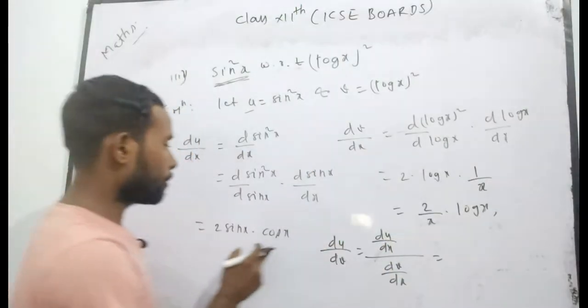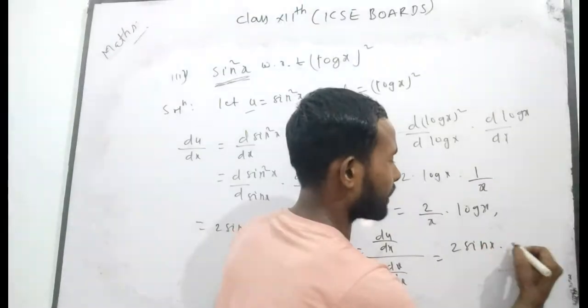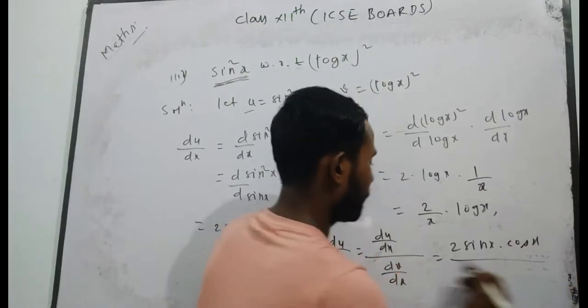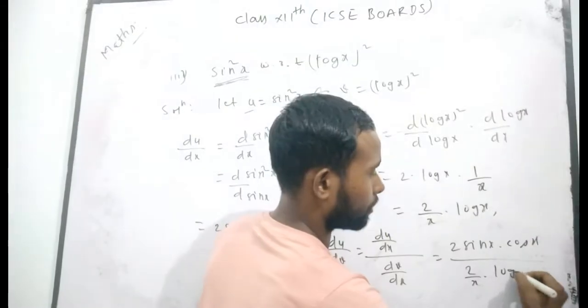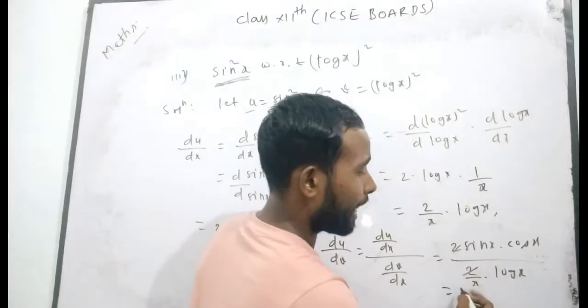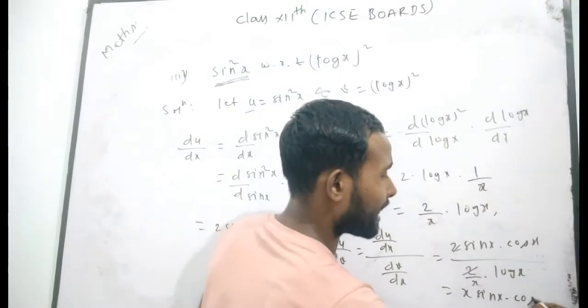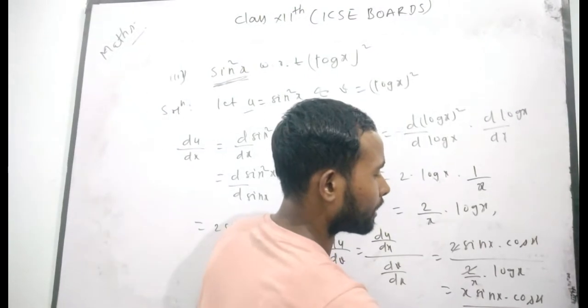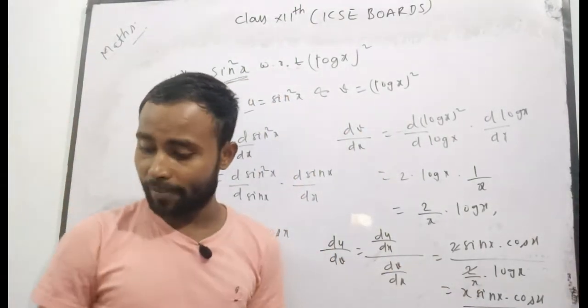Now du/dx will be what? 2 sin x into cos x. So you have to write here 2 sin x cos x divided by dv/dx, which will be 2 upon x into log x. The 2 cancels, and when it goes in the numerator it will be x times sin x cos x by log x, which is your required answer of this question. I think you understood very easily.